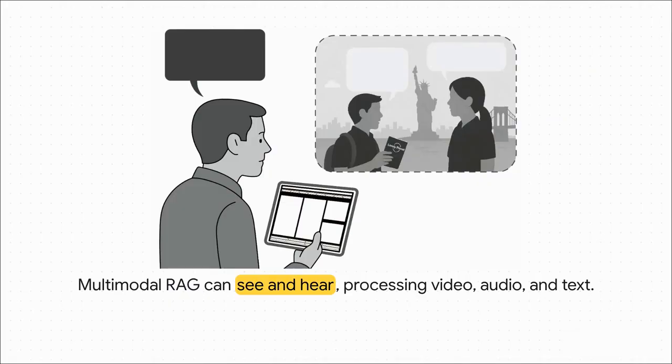And get this, RAG isn't just for text anymore. We now have multimodal RAG, which can process and pull together information from video, audio, and images. So it could, for example, watch a video clip, listen to what people are saying, and figure out what they're probably planning to do next. It can see and hear the world.